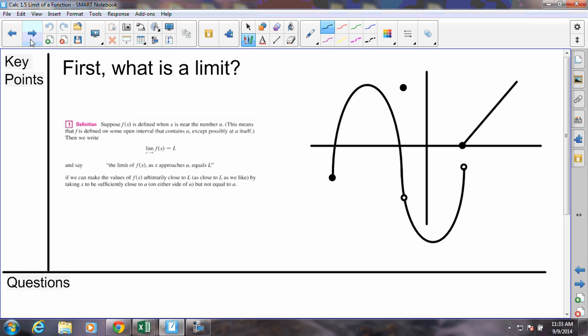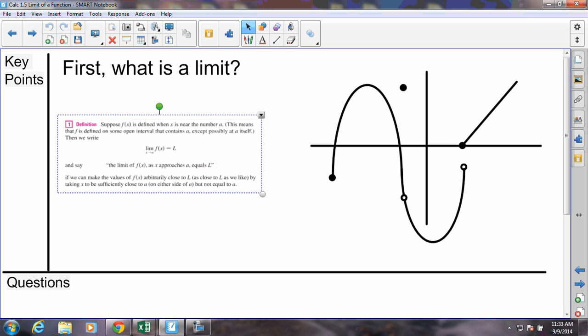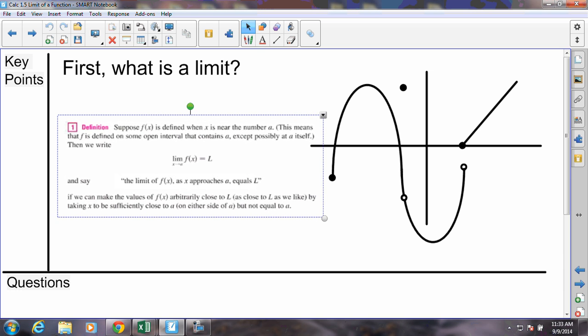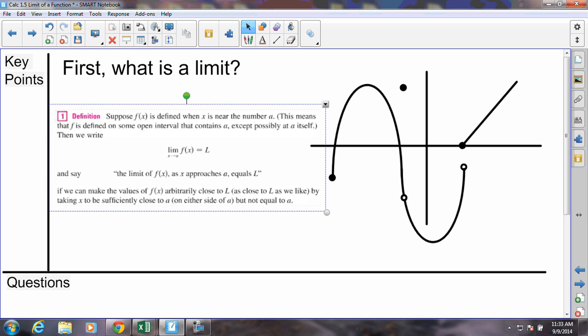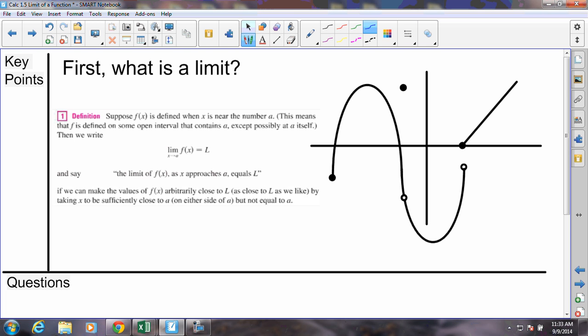You'll note I copied this definition directly from your textbook. If you feel like reading it, go ahead and read the definition out loud, but you don't have to. The biggest part is that it's easier to understand by looking at graphs than by just reading it, because the definition is presented in a somewhat mathematical perspective, still informally.